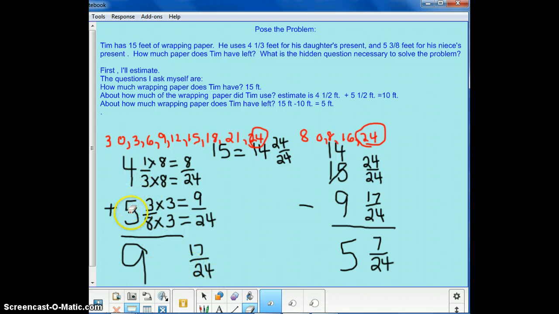Okay, then I would go 4 plus 5 is 9, so 9 and 17/24ths. But I've got to subtract that from the 15 feet he had originally. These are my favorite problems. So I have 15 feet. I have to take away one whole.